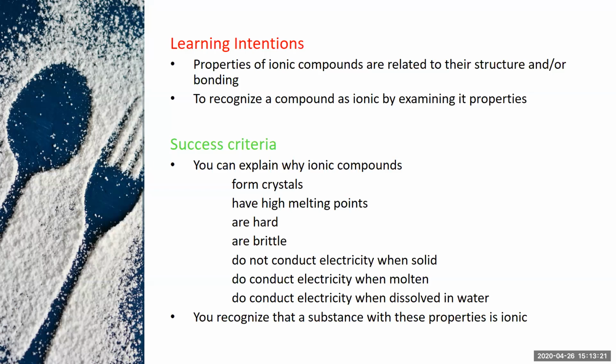And we are going to be able to work backwards: by being given a particular set of properties, we're going to know that that compound is ionic because of its properties. So you will know you have succeeded if you can explain the following properties: the fact that they form crystals, the fact that they have high melting points, they're hard, brittle, don't conduct electricity when solid, but they do when they're molten or dissolved in water. And you should also be able to recognize from those properties that a substance is ionic.